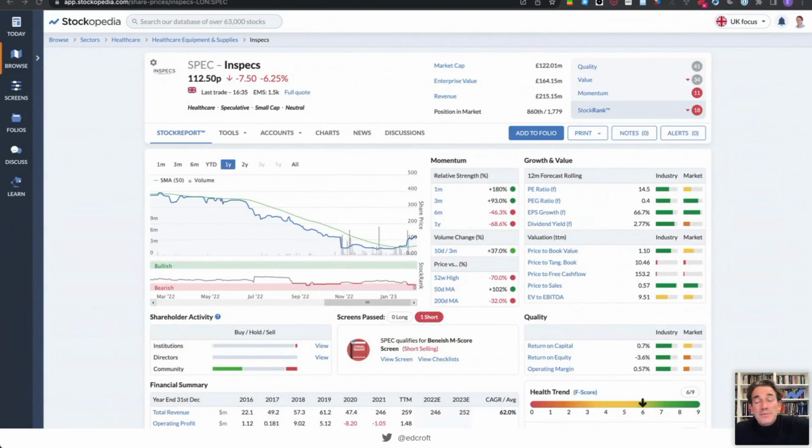Okay, and let's have a little look if there are any others. Stan Weinstein says 30-week MA. Yeah, so 150 days exactly. Anyway, and also look at the Wyckoff method.